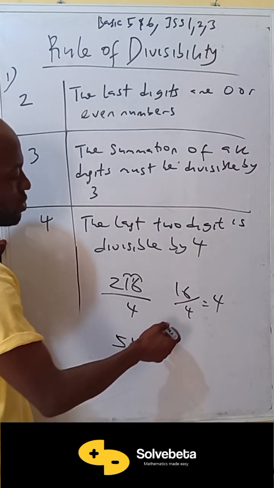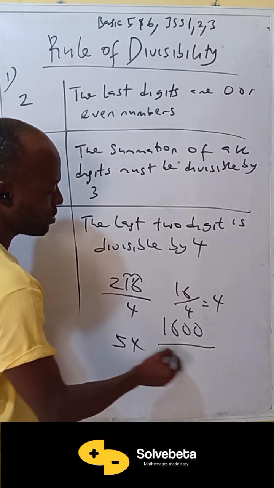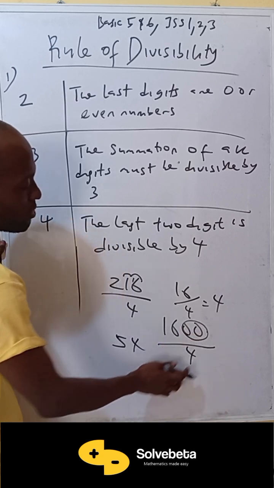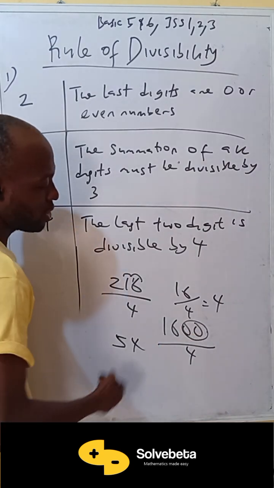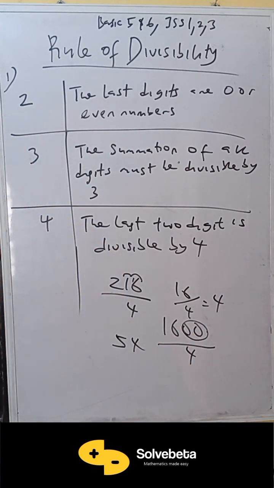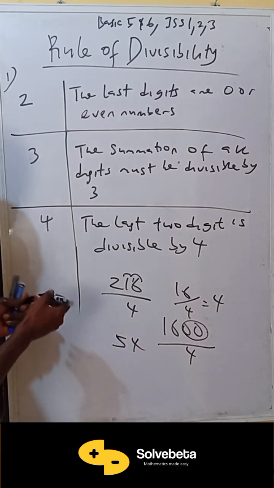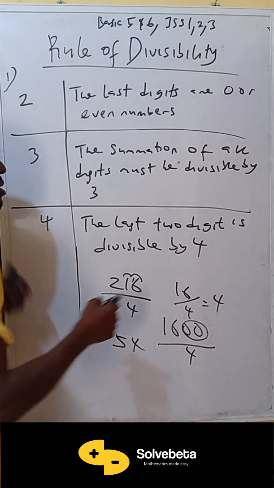Let's take another one. 1600. The last 2 digits, 00 can be divided by 4 to give you 0. So it means that 1600 can be divided by what? 4.